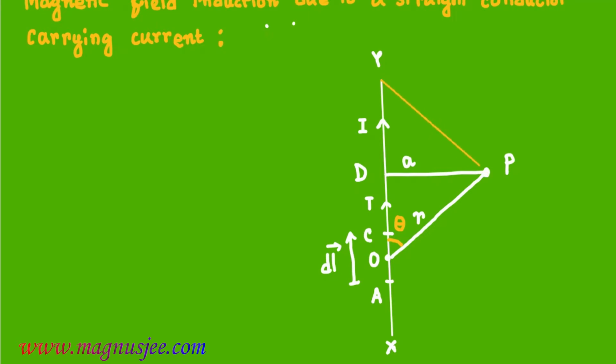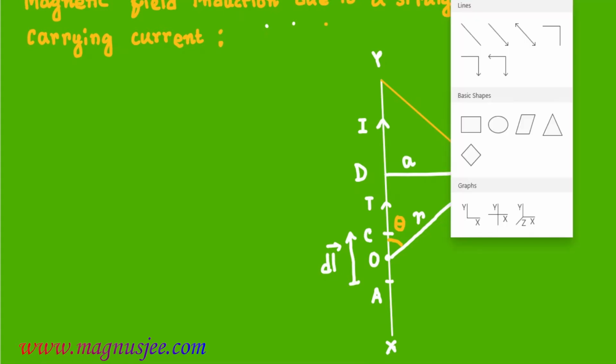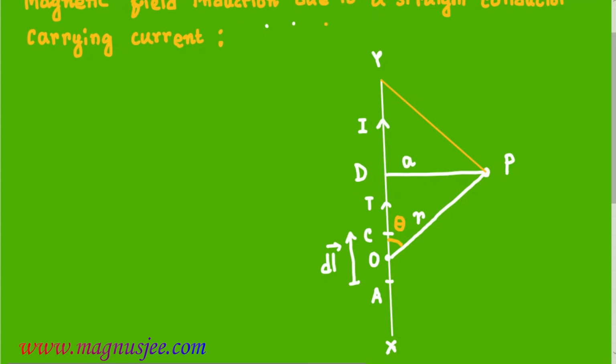We can connect Y and P, and also we can connect X and P. The angle subtended by the oblique distance r with the perpendicular distance a is phi. This angle is phi.